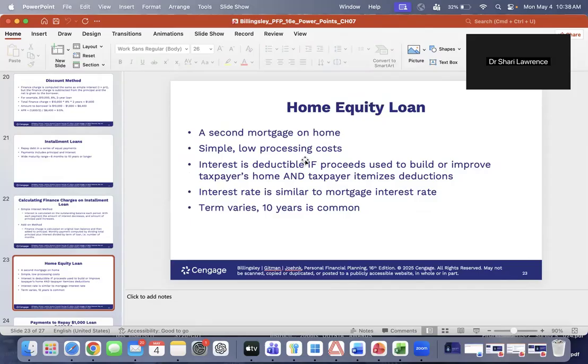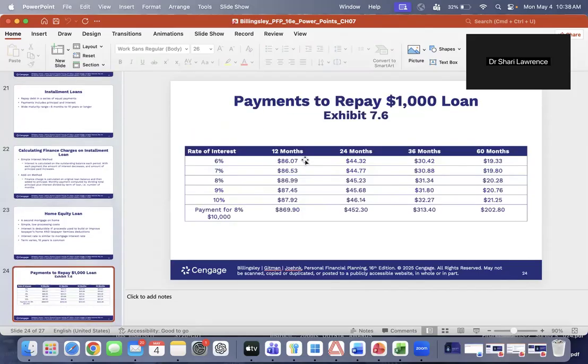All right, so the typical home equity line of credit, the term varies, but it's usually 10 years. What that means is that you can access it for 10 years, and any funds that you access would have to be paid off in 10 years. But you could always get another HELOC if you need to after that. And the interest rates are similar to mortgage interest rates. It's usually prime plus a couple of percentage points.